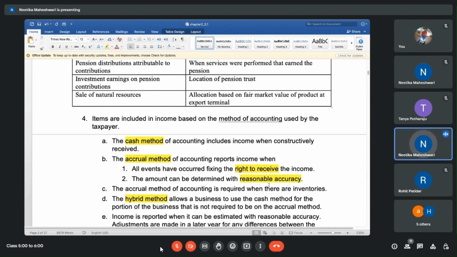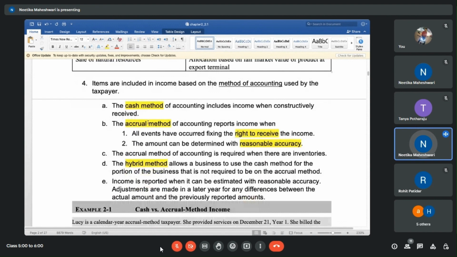Now, method of accounting: we can go with cash method, we can go with accrual method. IRS has given us this flexibility. Whenever we are doing business returns, especially with individuals, there's not much choice. Mostly it is going to be on cash basis. There could be an exception, so we'll see when the accrual method will come into the picture.